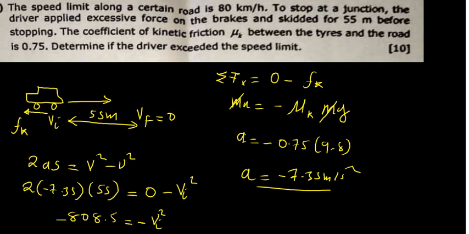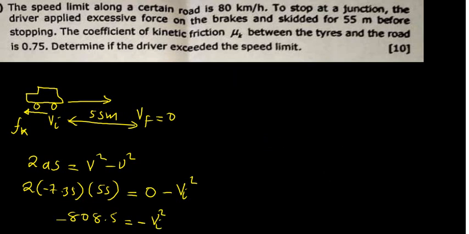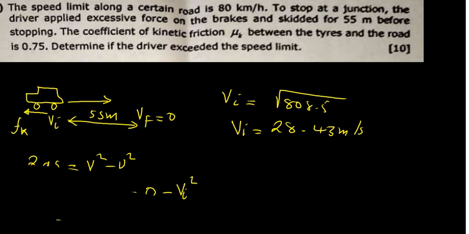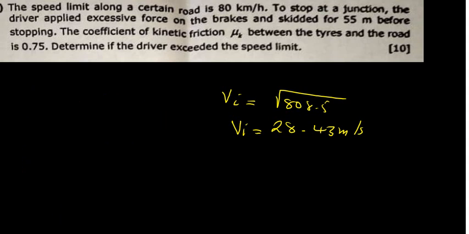So we divide both sides by that negative so that the answer is positive, and then we take the square root to remain with v initial. So that will be the square root of 808.5. So v initial is going to be equal to 28.43. This is in meters per second. To see if the speed limit was exceeded, let's convert this value to kilometers per hour. So the velocity is 28.43 meters per second.